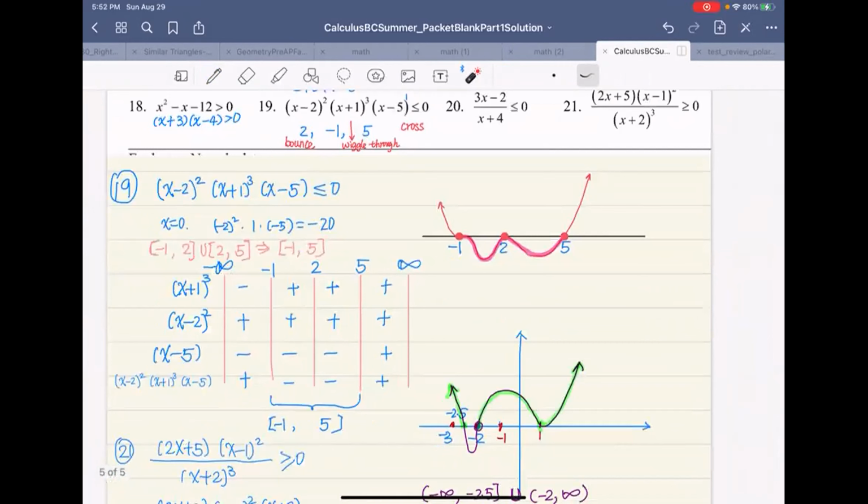Well, your school may ask you to do the sign chart. Here is how to do the sign chart. Okay.